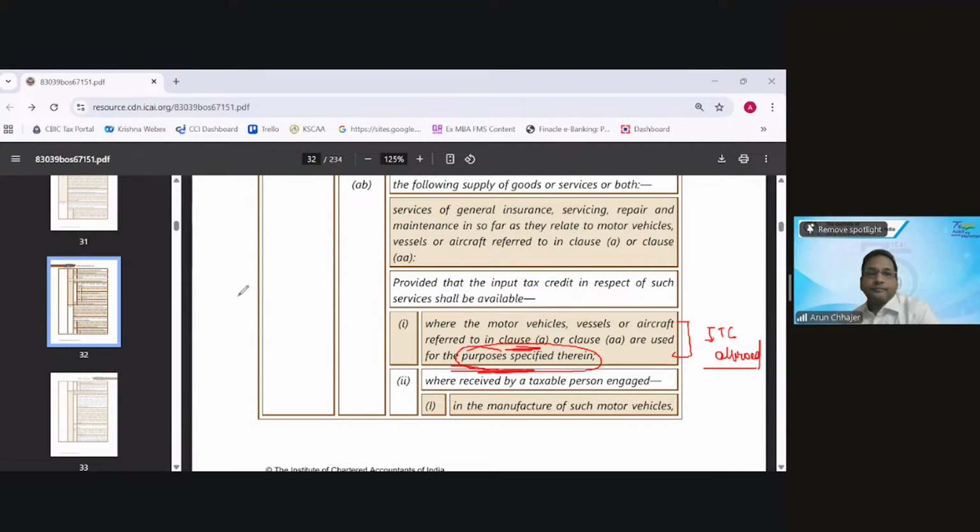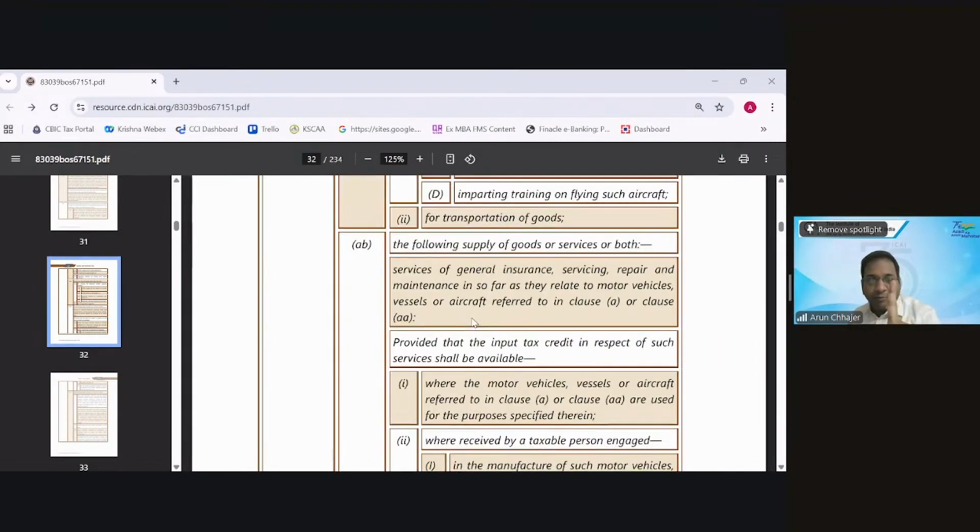Fine. So what is the crux? Let me tell the conclusion. Sanjay, just confirm whether everything is clear to you or not. If it is a motor vehicle up to 13-seater and transportation of passenger, then ITC is blocked. When is it allowed? For the purpose specified therein.